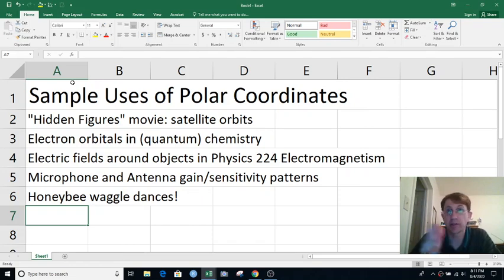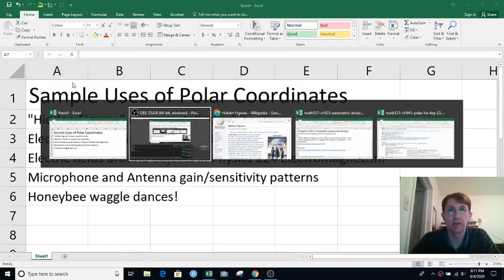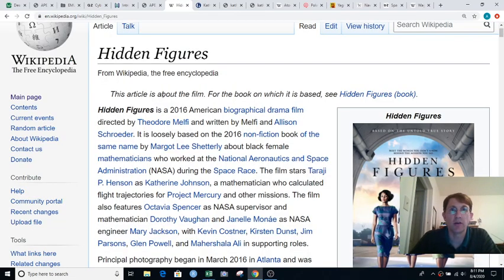Before we go much farther, let's talk about some sample uses of polar coordinates. Here's the list, but I'm going to show you some web pages. So if you haven't seen the movie Hidden Figures or read the book, I really strongly recommend it. It's got lots of great math in it. It's got interesting race relations from U.S. history, which you can imagine how fraught that is.